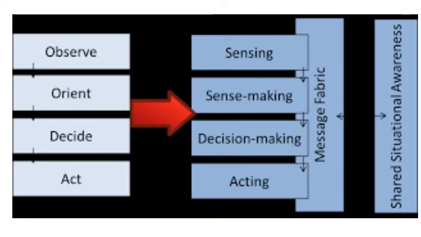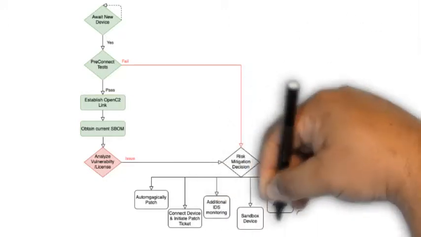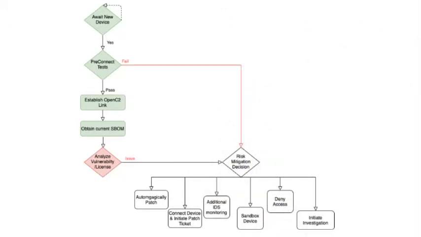Acting is done with OpenC2. If you're telling something to do something, you use OpenC2 to do it. In the comply to connect use case, OpenC2 is the query to obtain the SBOM. And it's the command to block the IP or sandbox a device or any other actions on this chart.